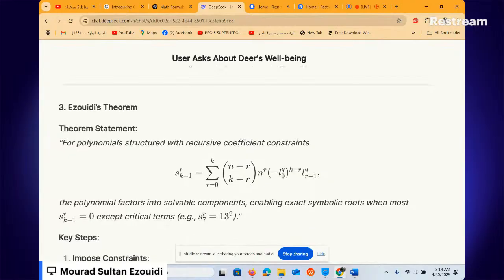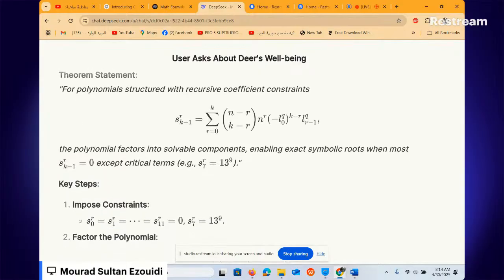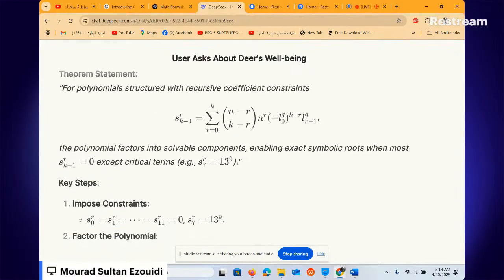Theorem statement. For a polynomial structured with recursive coefficient constants, sk minus 1 of order 2 equals the sum from 0 to k of the combination n minus r choose k minus r, n raised to the power r, times negative L0 42 raised to the power k minus r, times n r minus 1. This will give you the coefficient of the new 13-degree equation. After finding these coefficients, solve for x.